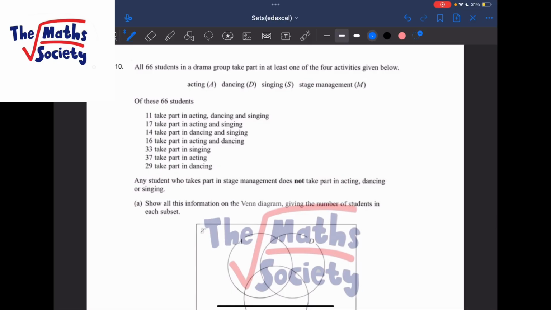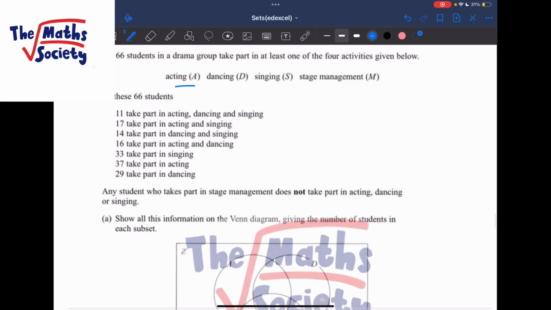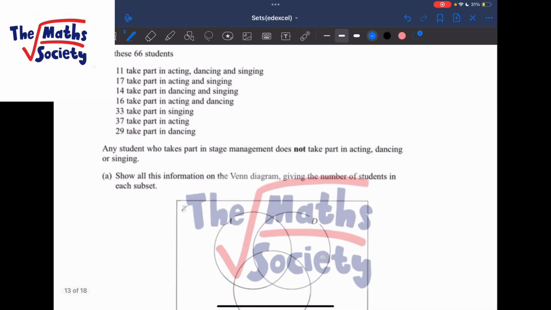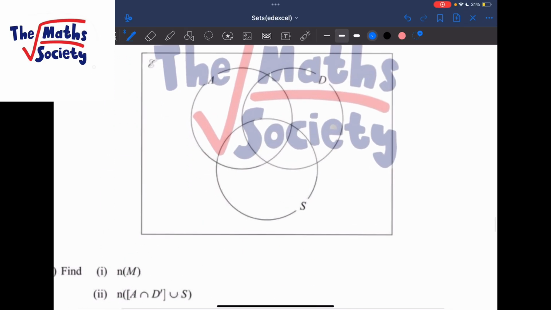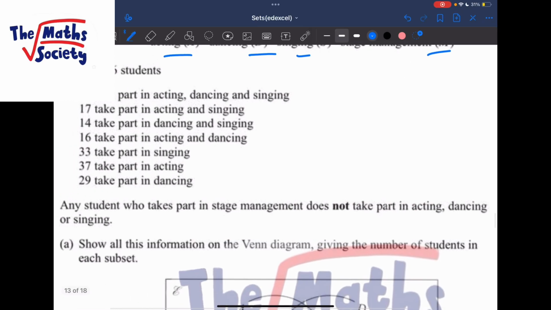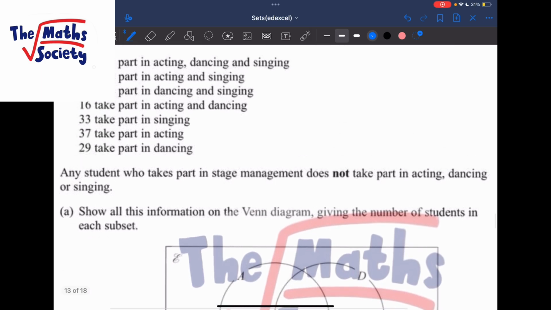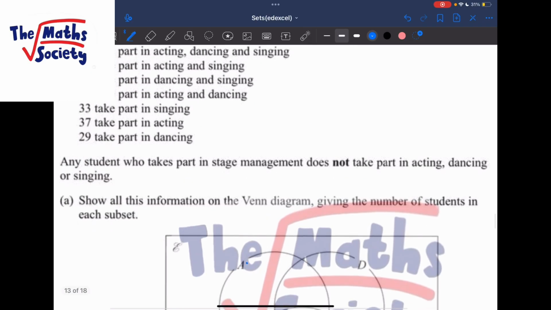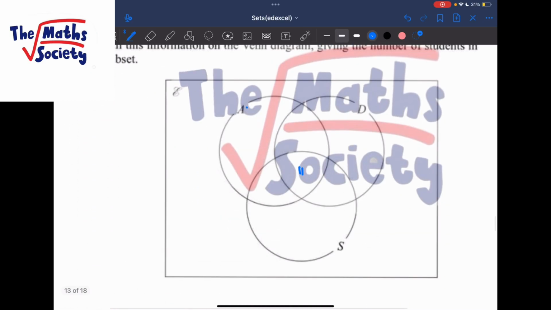And then for number 10, it says that a group of drama students take part in acting, dancing, singing, stage management. We got 4 things. Out of these 66, 11 take part in acting, dancing, and singing, which is 11, which is everything. And then it says 17 take part in acting and singing. So acting and singing is 17, but you have to minus 11, which means you get 6.